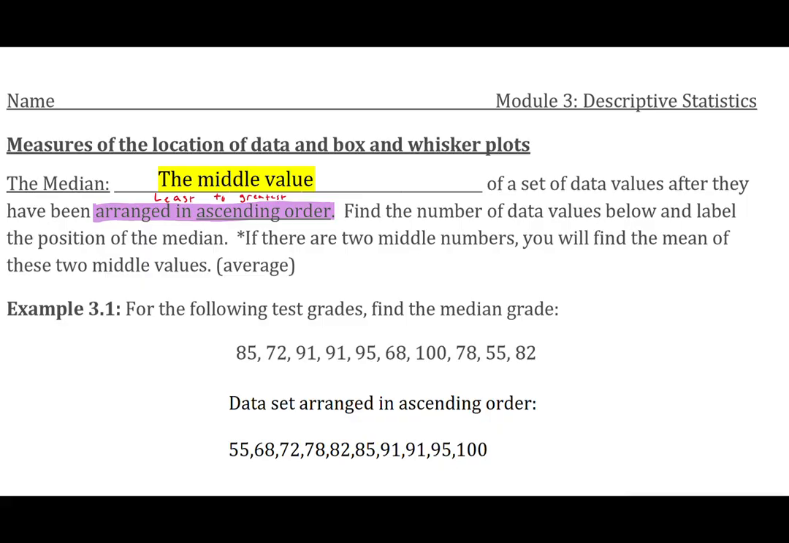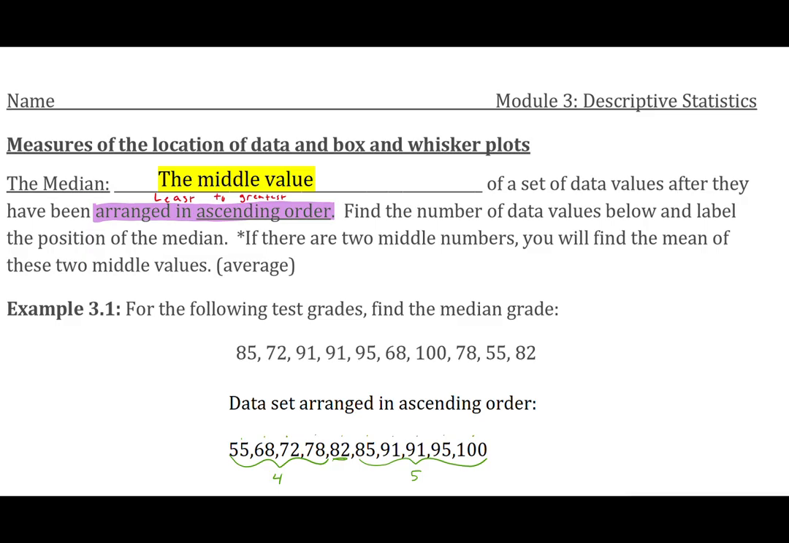In order to find the middle number, there's two ways we could do this. We could count the number of data values, 1, 2, 3, 4, 5, 6, 7, 8, 9, 10. If there are 10 numbers, then we're looking for the fifth number. 1, 2, 3, 4, 5. However, if we look at the fifth number, we notice that there are 4 numbers to the left of it, and there are 1, 2, 3, 4, 5 numbers to the right of it. So this 82 is not actually the middle number.